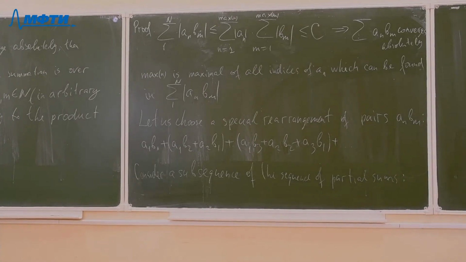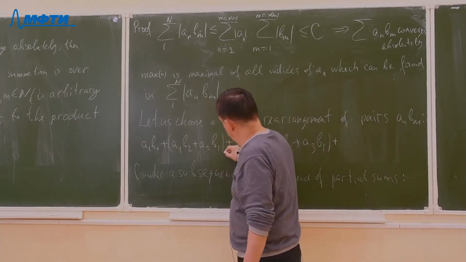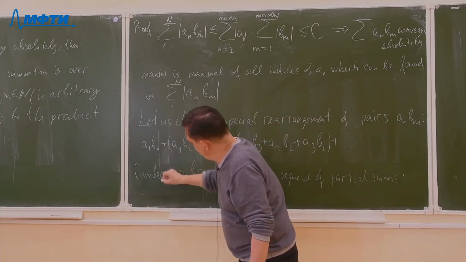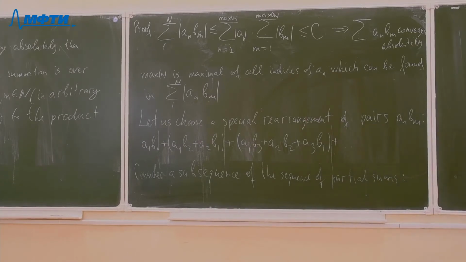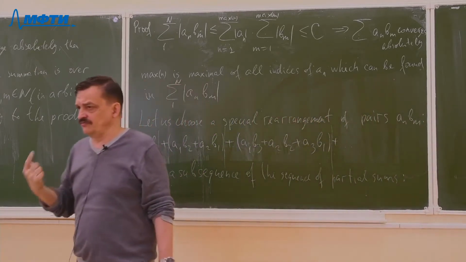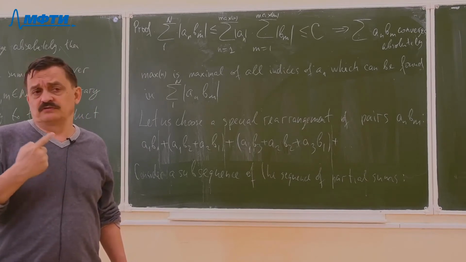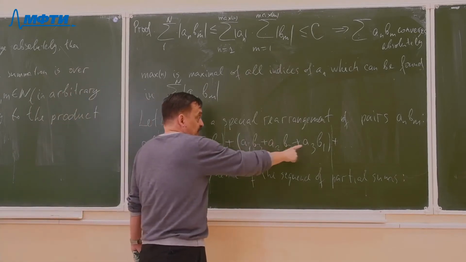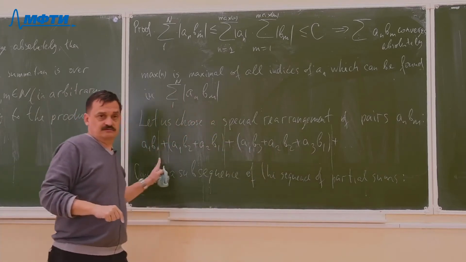And in fact, this subsequence will consist just of summation of brackets. So you see the first one, second one, third one, and so on. We know the series converges absolutely, so the sum doesn't depend on rearrangement. Doesn't matter how we rearrange our pairs. I choose this specific rearrangement.